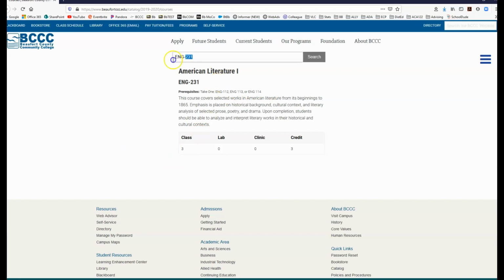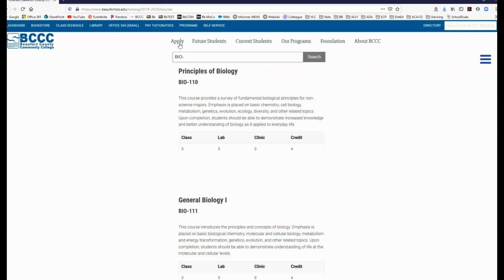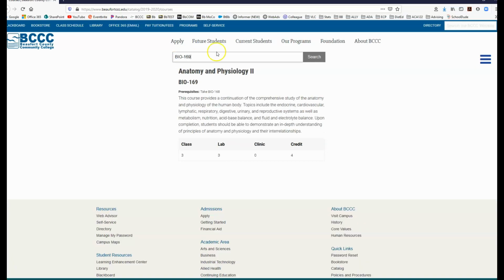either 112, 113, or 114. Let's see, what about bio? Let's say we want to take bio 169. I can't take bio 169 because it says there's a prerequisite here. I have to take and pass bio 168 first.